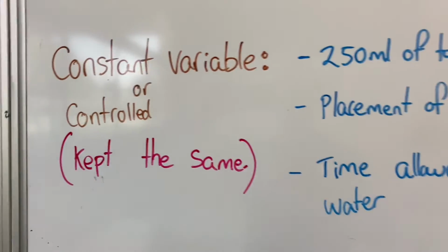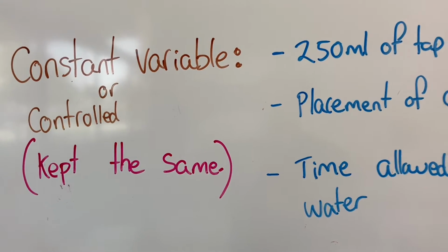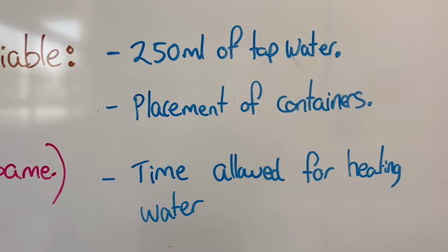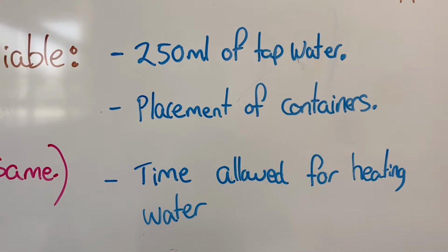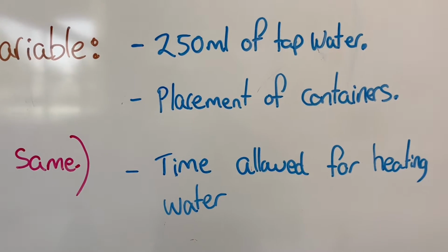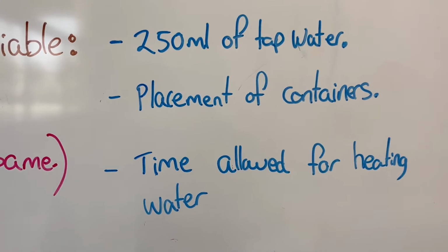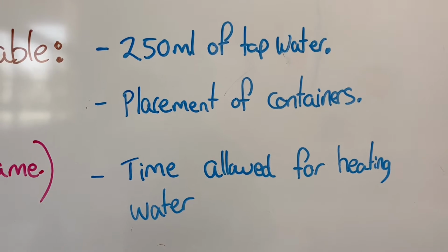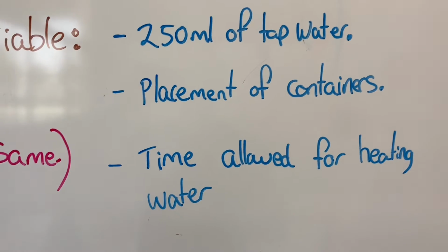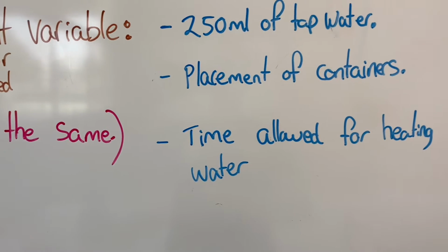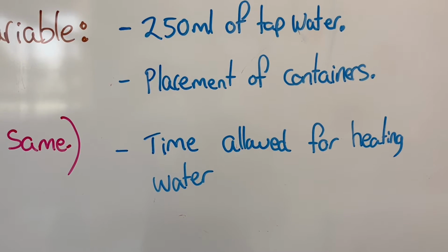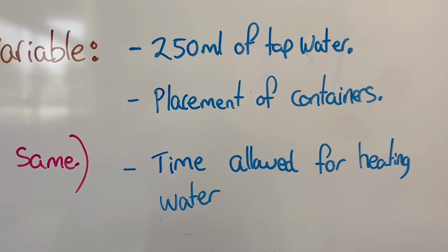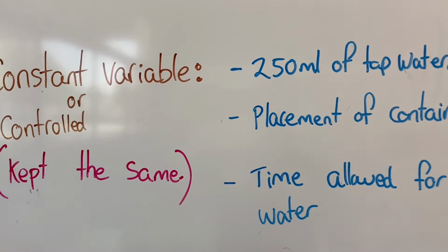The constant variable, or controlled variable, is the thing you keep the same. What I wanted to keep the same was the amount of water, which is 250 mils of tap water. It wasn't all different water, it was the same type of water. The placement of the containers, where did I put them? Were they all in the sun? Were they in the same area? Or were some sheltered from the wind and others exposed to the wind? So you want to make sure it's a fair test. And I also want to keep the same the time allowed for heating the water. It's not fair if you give some half an hour and some 1 hour. That would be invalid. Okay, that means it wouldn't be a fair test.